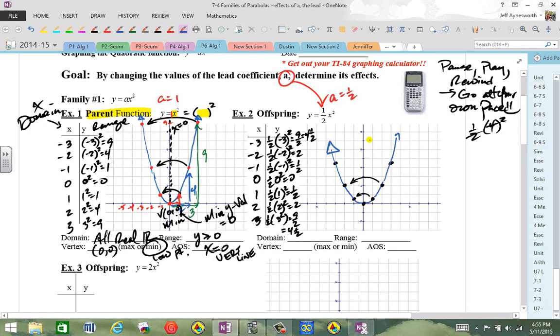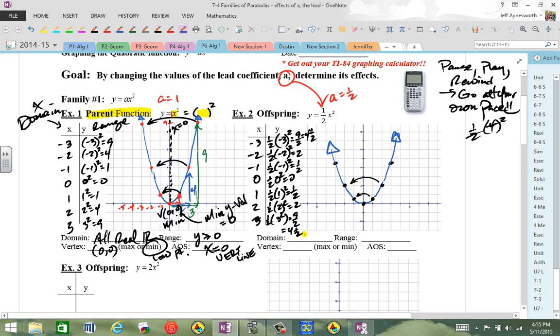What's the difference between the two parabolas? Well, let's see. If you can't tell that the second example with a equals 1/2 is wider than x squared, well, then we'll have to overlap them. Okay, so we'll do that in a minute.